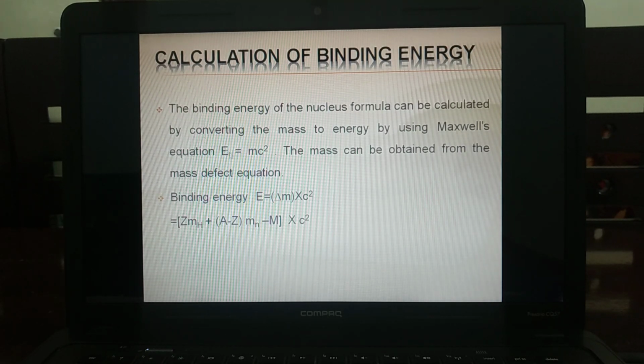Calculation of the binding energy. The mass can be obtained from the mass defect equation. The binding energy E equals del m into c square. Del m is the mass defect. By applying the formula of the mass defect, Z m H, Z is the atomic number of the particular atom, m H is mass of proton, plus mass number minus atomic number, N is mass of neutron, minus actual atomic mass determined experimentally. C square is the velocity of light.